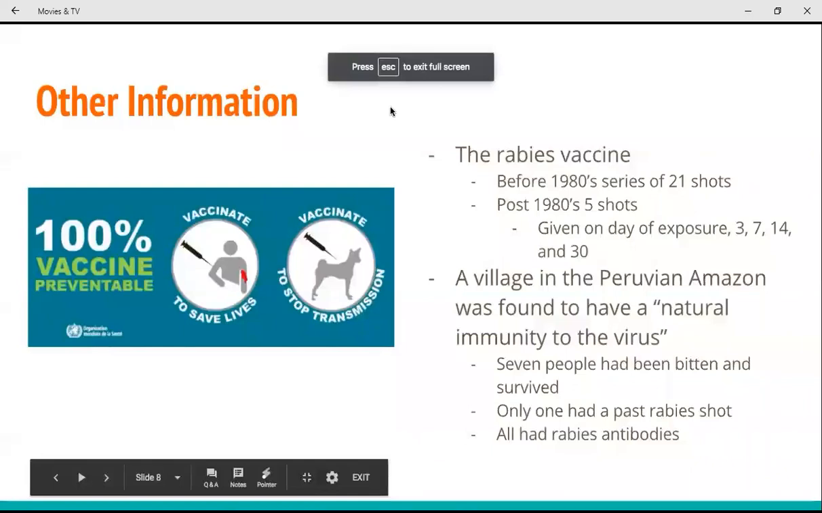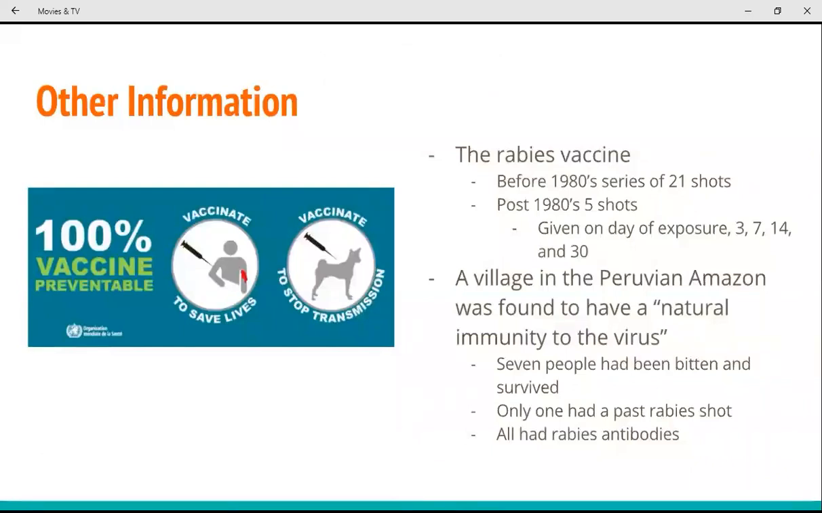Before the 1980s, the rabies vaccine was a series of 21 shots. After that, it was reduced to 5 shots, one on the day of the exposure, one on day 3, one on day 7, one on day 14, and one on day 30. There aren't any known animals or humans with an immunity to rabies.